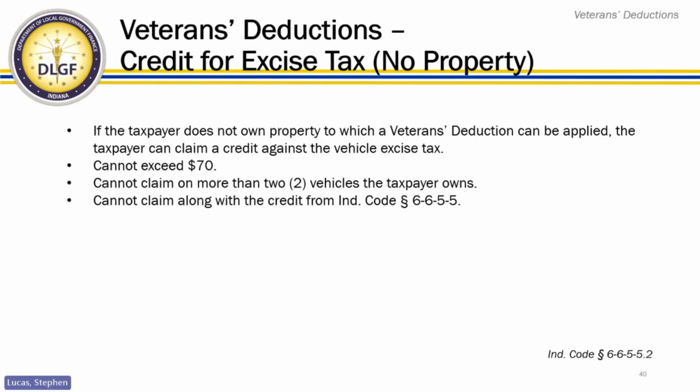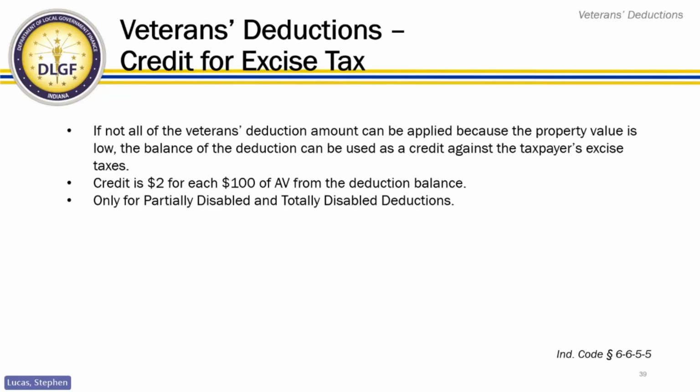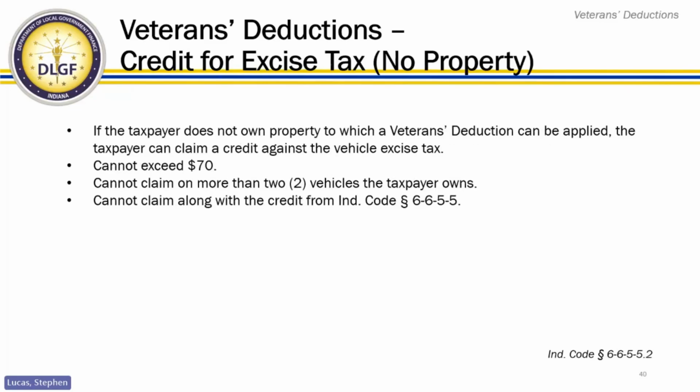And lastly, if the taxpayer does not own property to which these deductions can be applied, they can claim a credit against their vehicle excise tax, which can't exceed $70 and cannot be claimed on more than 2 vehicles that the taxpayer owns, and also can't be claimed along with the credit from the previous slide. And I've listed the statute that applies to this benefit.